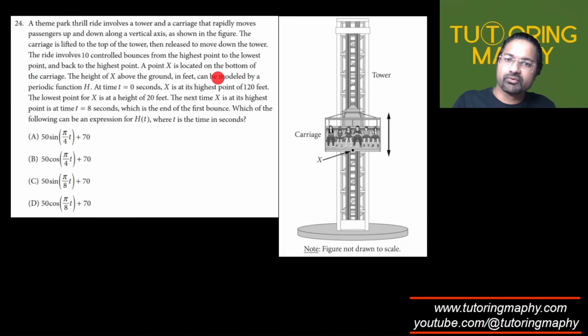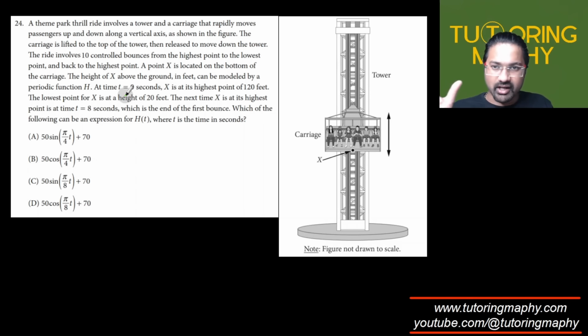A point X is located at the bottom of the carriage right here. The height X above the ground in feet can be modeled by the periodic function h. At time t equal to 0, X is at the highest point of 120 feet. The lowest point of X is at 20 feet. The next time X is at its highest point is 8 seconds, which is at the end of the first bounce. So which of the following represents h?